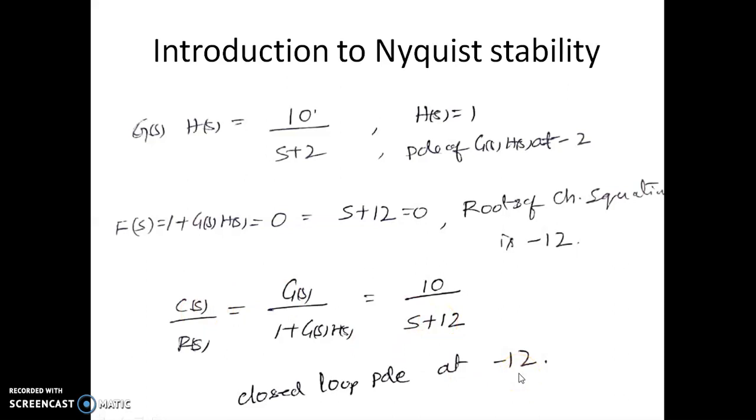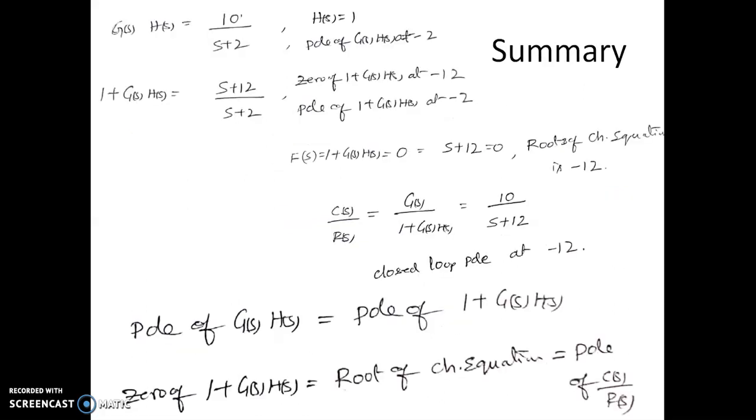Let us summarize all these things. This is an open loop transfer function, G(s)H(s), which has a pole at minus 2. Then 1 plus G(s)H(s) has a pole at minus 2 and a zero at minus 12. Then F(s), the characteristic equation, has a root at minus 12. And the closed loop transfer function has a closed loop pole at minus 12.